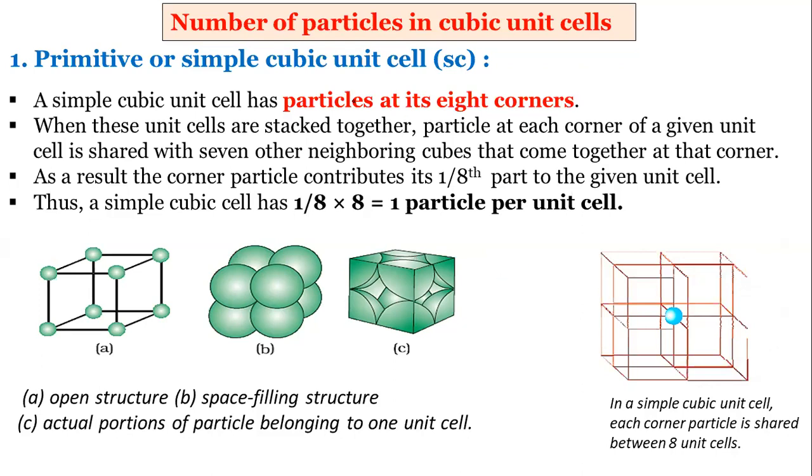I think it is clear. It will not be asked for examination purposes, but it is required for solving numericals. So remember this: 1 particle is present in a primitive or simple cubic unit cell. And how is this prepared? Each unit cell has only 1/8 part of a corner particle.